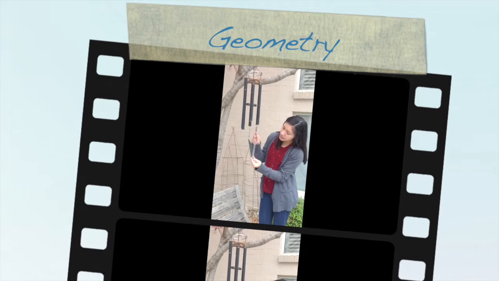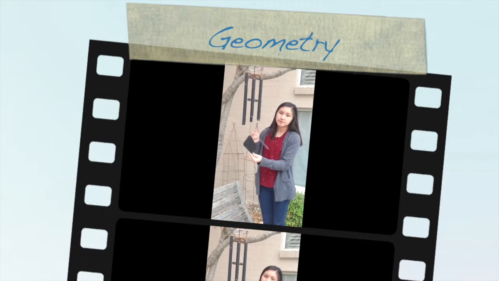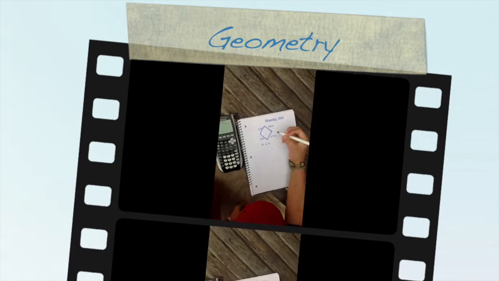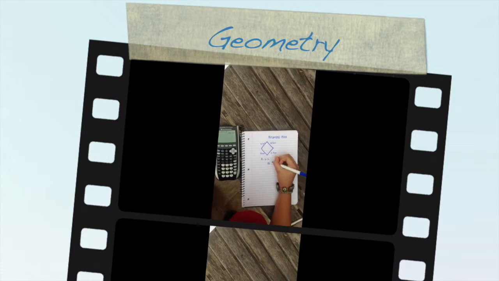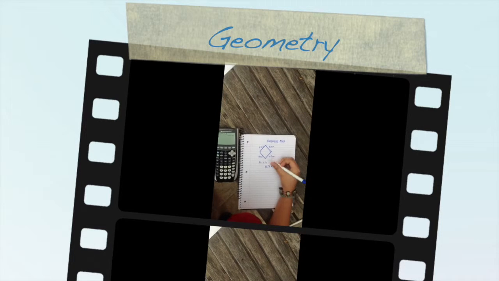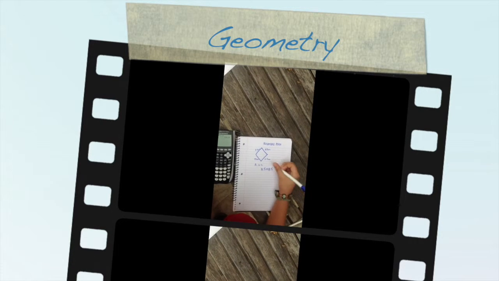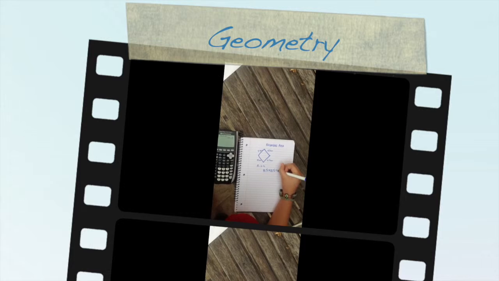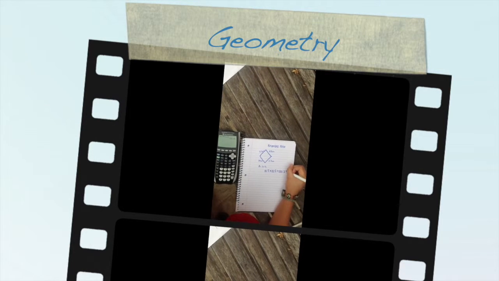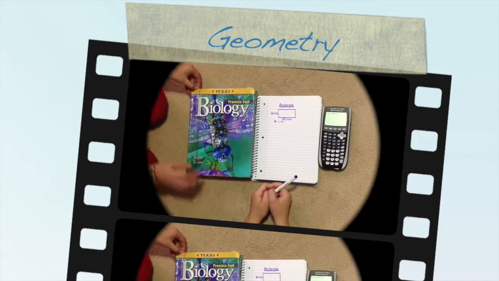This is the object we chose as a rhombus. The measurements are 11.5 centimeters all around. The base is 11.5 times the height, which is 11.5, and that equals 132.25 centimeters squared.